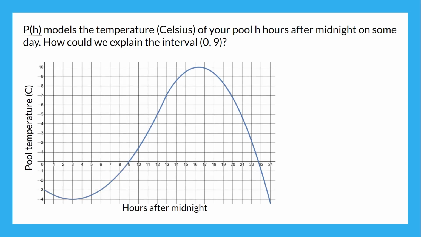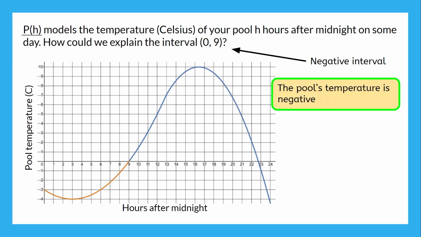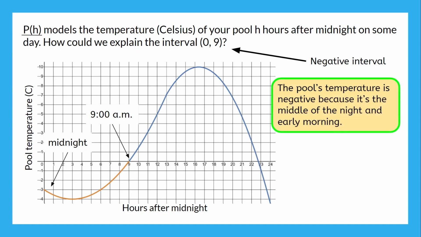We need to explain this interval, from 0 hours to 9 hours. The whole interval is underneath the horizontal axis, so it's a negative interval. During these times, the pool's temperature is negative. But why? Well, if the input is hours after midnight, the 0 would mean exactly midnight, and 9 would mean 9 a.m. Duh. It was the middle of the night and early morning. The pool didn't heat up to positive temperatures until after 9 o'clock.